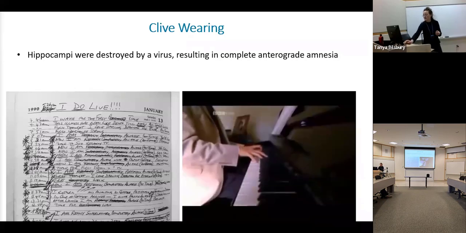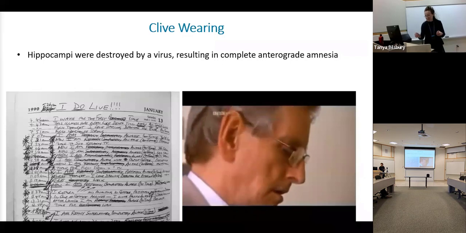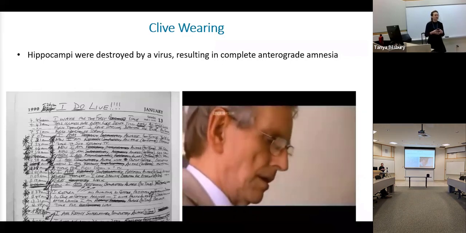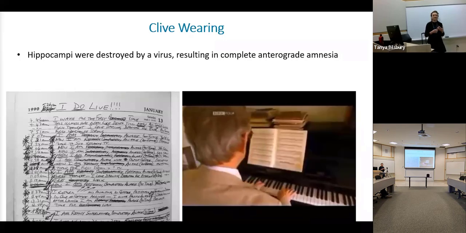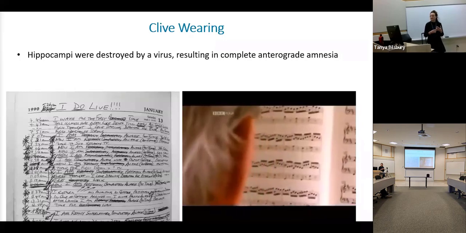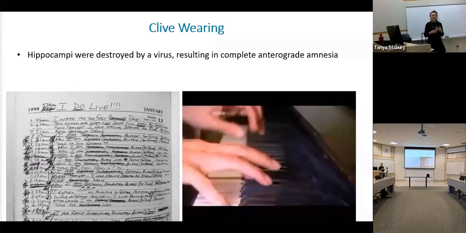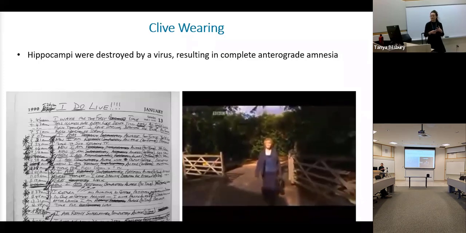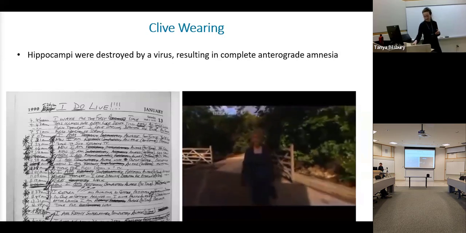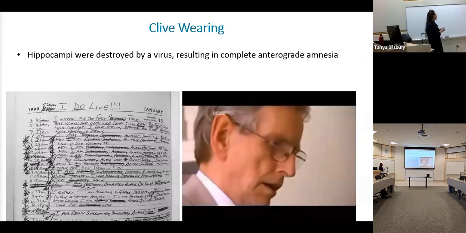One man is confined to live entirely within the present with terrible consequences. Clive Waring has the worst case of amnesia ever known. 20 years ago, he lost his memory, and now his wife, Deborah, is the only person he recognizes.